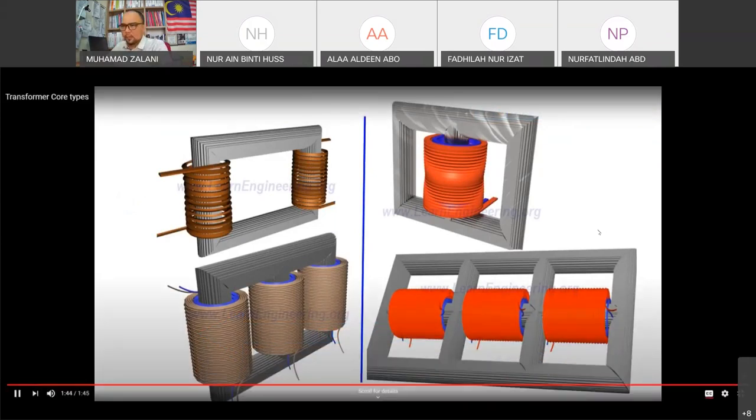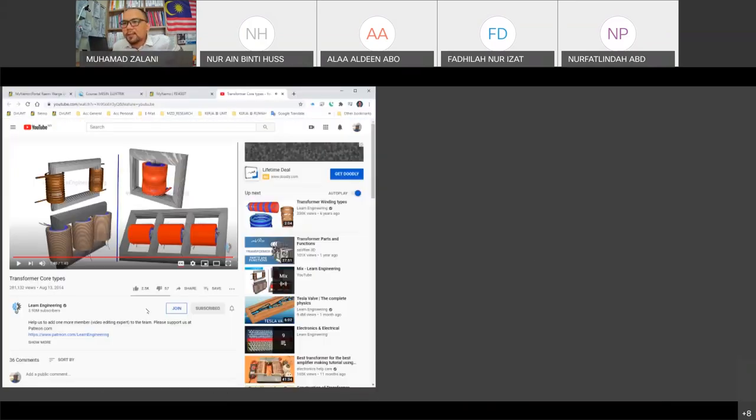Thank you. So basically, the core type is much more practical. For low voltage application, core type transformer is normally used, and it is more economical, okay? But for the shell type transformer, especially when we want to use it in high voltage, in power generation, normally we use shell type transformer, okay?